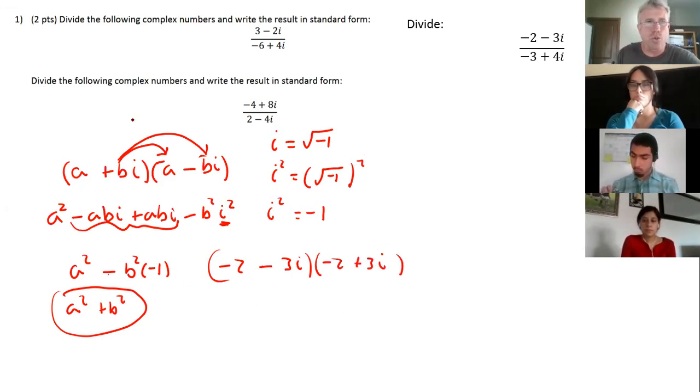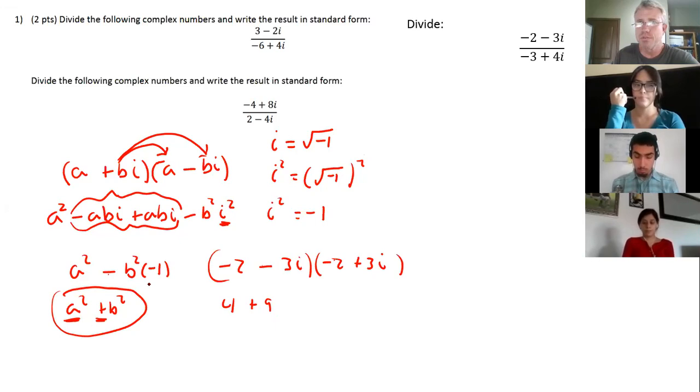you could actually shortcut the whole multiplication process because you're always going to get the a squared. So -2 times -2 is 4. You're always going to get a plus, and it's always going to be whatever b is squared. And in this case, b is a 3, so you'd get 3 squared is 9. So because this middle always cancels, and you're always going to get a minus combining with the negative 1 from the i squared, you can shortcut.